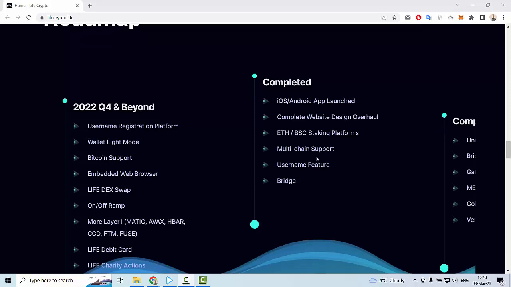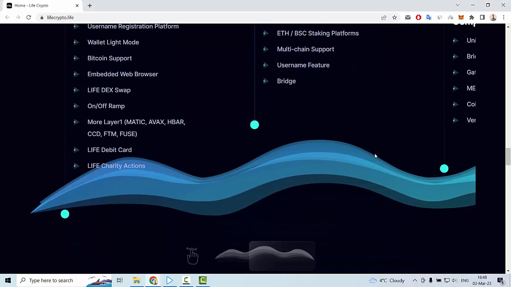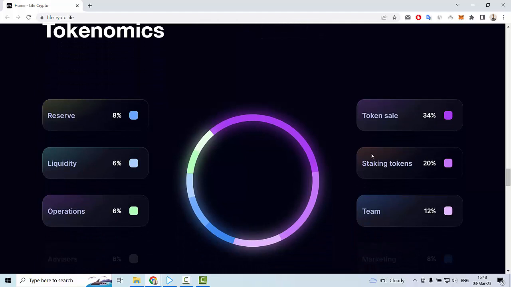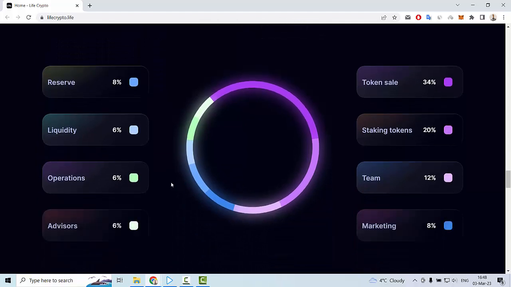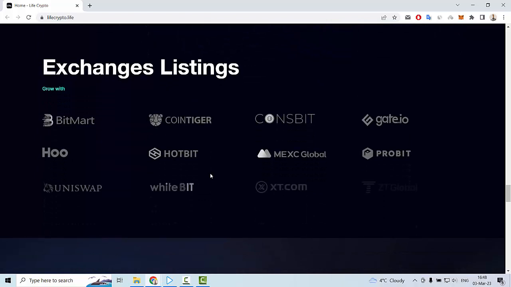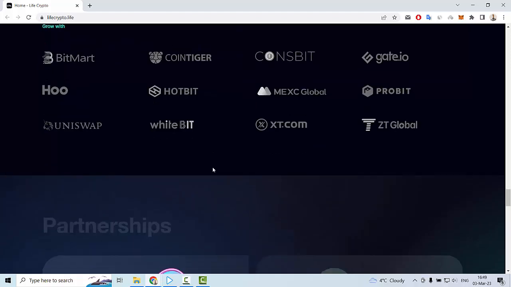And next we can see the roadmap of this project and some of the completed phases, and also tokenomics. So 8% goes to reserve, also 6% liquidity, also 6% operations and advisors, also 34% for token sale, 20% for staking, 12% for team, and marketing 8%. And exchange listings, we can see some of them, for example Bitmart, CoinTiger, CoinsBit, Gate.io, Uniswap, Whitebit and so on.